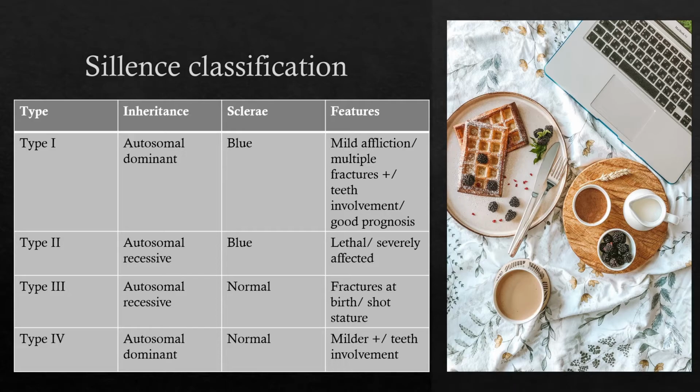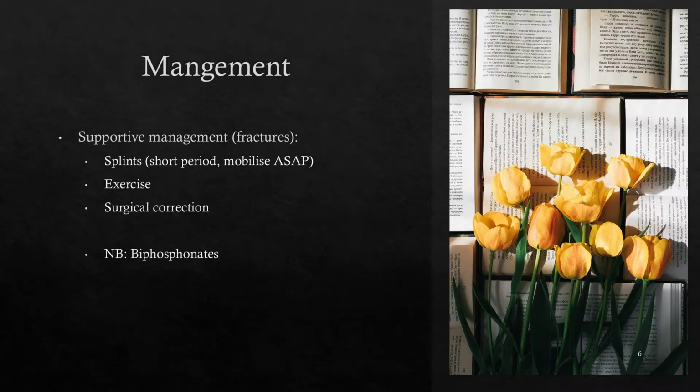Type 4 is an autosomal dominant inheritance pattern. The sclera are normal on clinical examination, and other features include being a milder type of osteogenesis imperfecta, sometimes with teeth involvement. The management of osteogenesis imperfecta is supportive, especially for fractures.